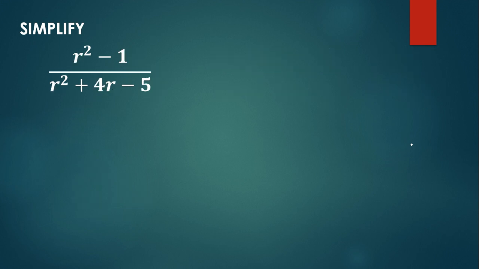Next example, let's have r squared minus 1 over r squared plus 4r minus 5. So, same as example nung kanina. For the numerator, again, this is an example of difference of two squares. So, ganito siya. Yan. So, kunin lang yung square root ng first term, r squared, that is r. And then, square root of 1, that is 1. Then, plus and minus.